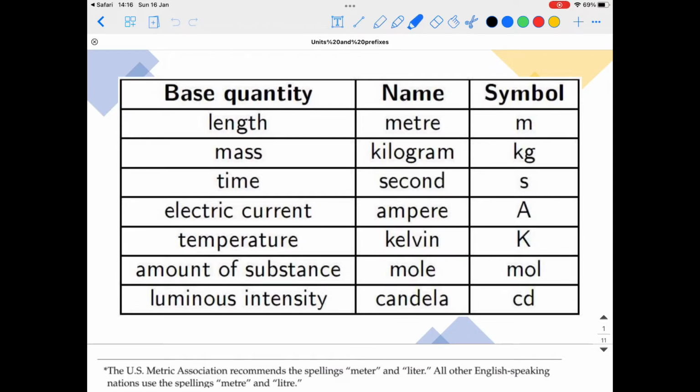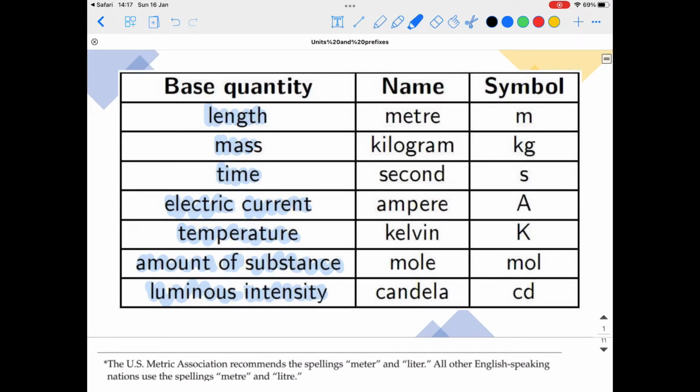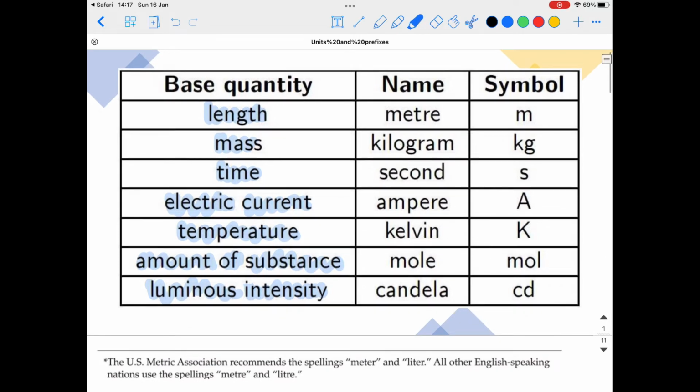We have length, mass, time, electric current, temperature, amount of substance, and luminous intensity. And for these base quantities, we have names for them. For length we have meter, mass for kilogram, and so on and so forth. And we have respective symbols for the base quantity.